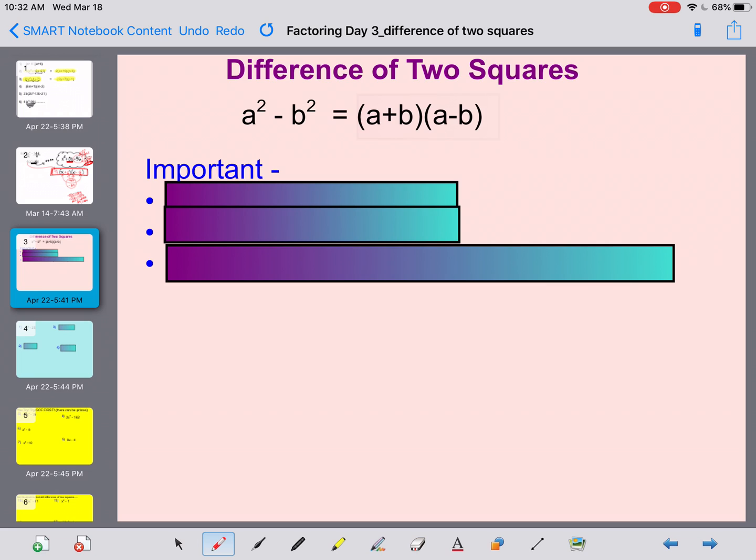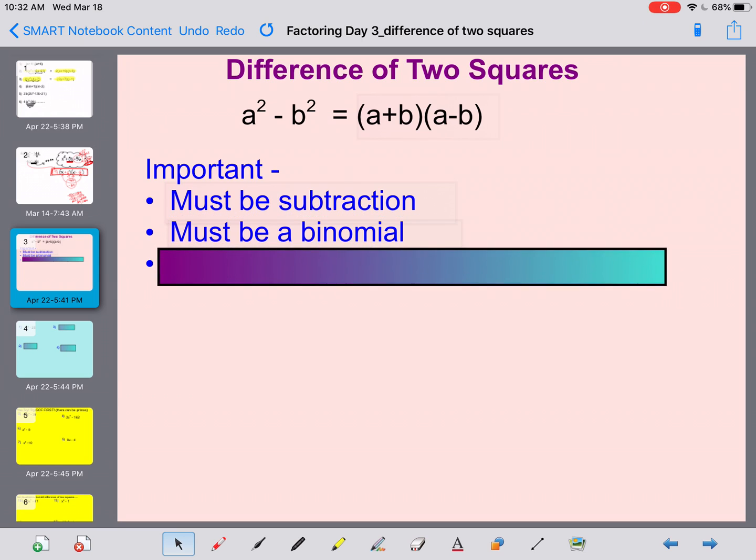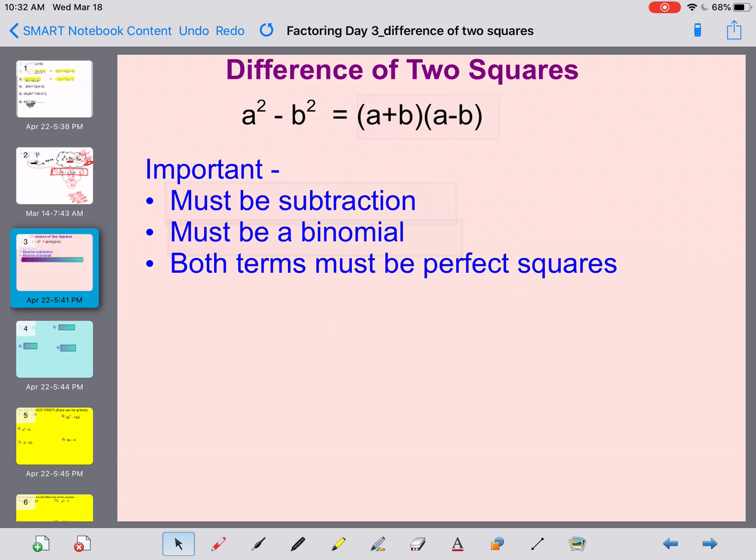Now here are some things you have to remember in order to do this formula. There's 3 important things. Number 1, it has to be subtraction. So it has to be a difference of 2 squares, right? It can't be a squared plus b squared. It has to be subtraction in the middle. Number 2, it has to be a binomial, so it can only be 2 terms. And number 3, both terms have to be perfect squares, right?